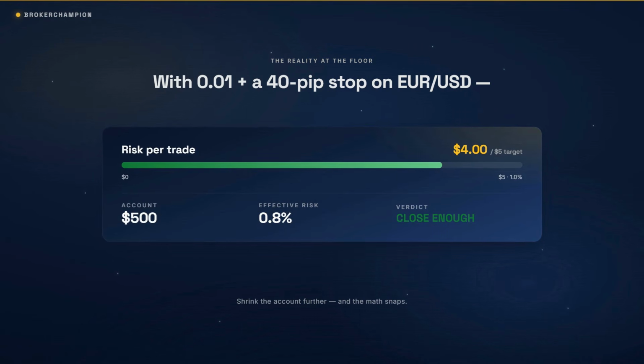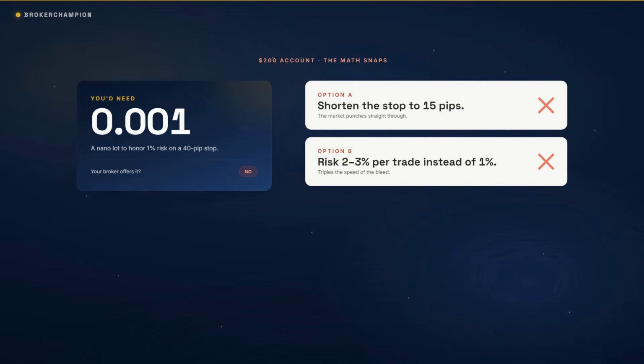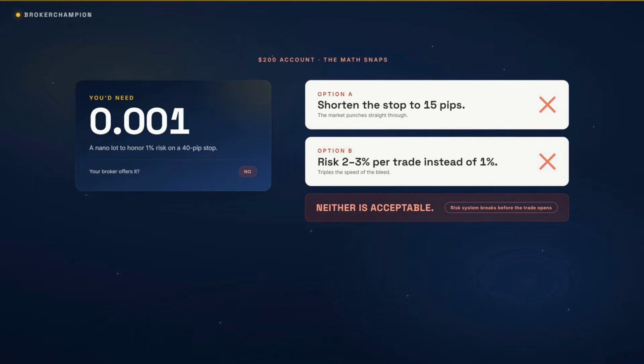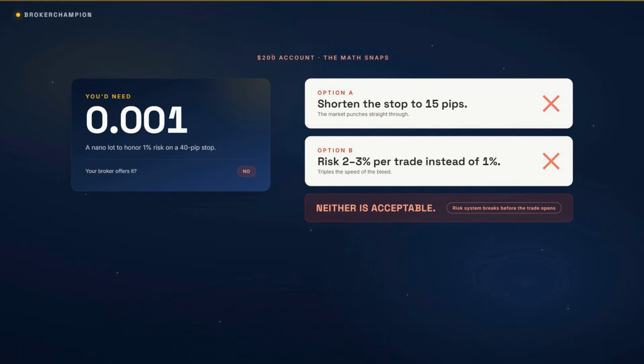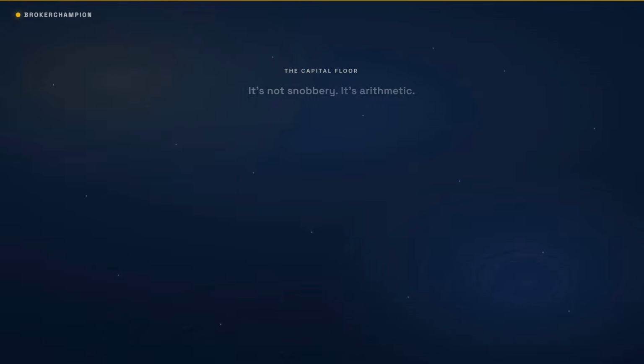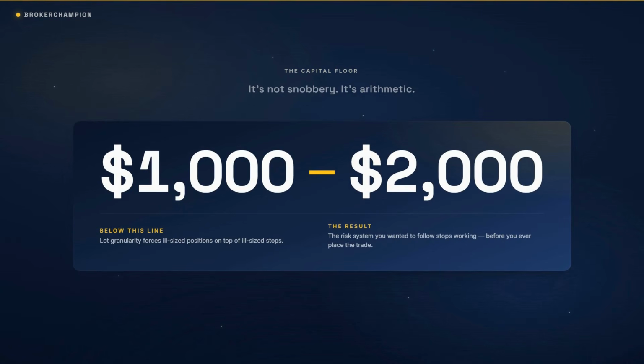Close enough. Shrink the account further though, and the math snaps. $200 account, 1% risk, 40 pip stop, you'd need a nano lot to honor the math. Your broker doesn't offer one, so your options become shorten the stop to 15 pips, which the market will punch straight through, or accept that every trade is 2-3% risk instead of 1. Neither is acceptable. This is why experienced traders push a minimum starting balance of around $1,000 to $2,000. It's not snobbery, it's arithmetic.